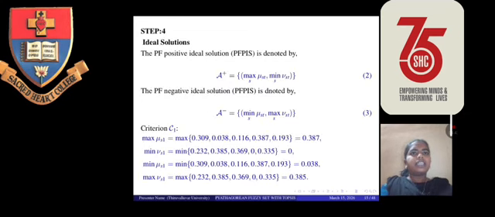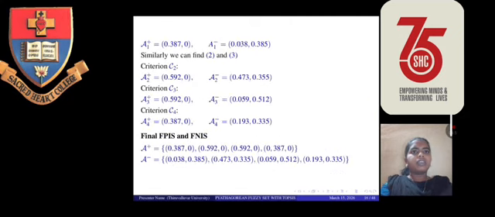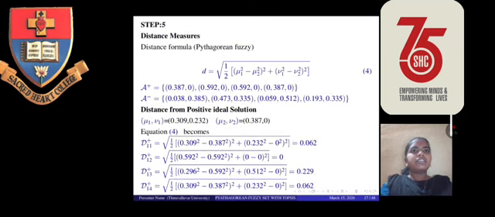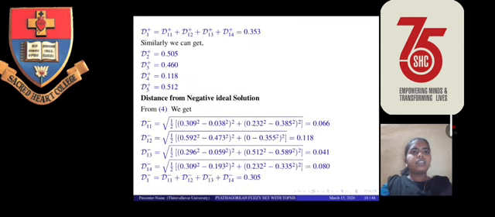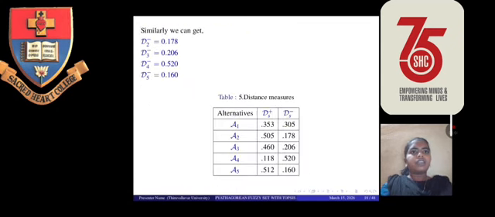Step 4. Ideal solution. From equations 2 and 3, substituting the decision matrix, we get the positive and negative ideal solutions. Step 5. Distance measure. Using equation 4, from the positive and negative solutions, we get these values and the final positive and negative solutions with the distance measure table.